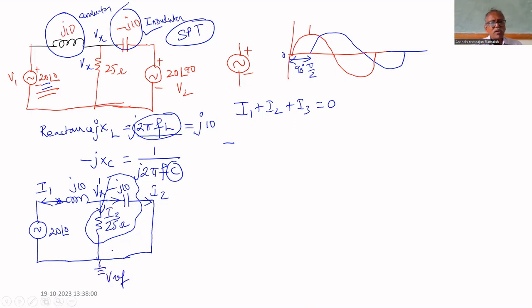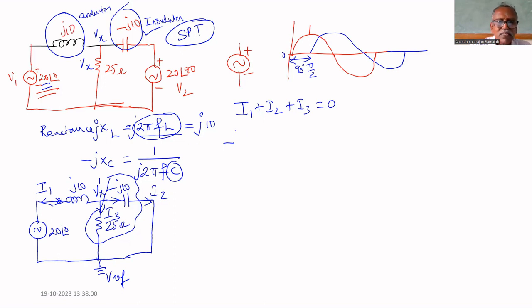Two nodes are there. One node is taken as reference. Suppose 5 nodes are there; we have to take one node as reference, and for the remaining 4 we have to write the equation. Here there are only 2 nodes, that's why only one equation. So Vx dash is at higher potential.